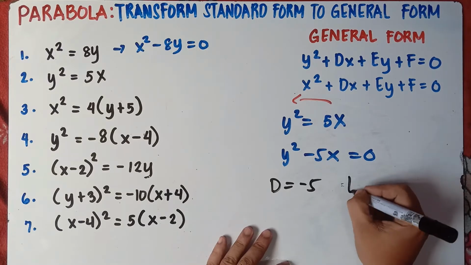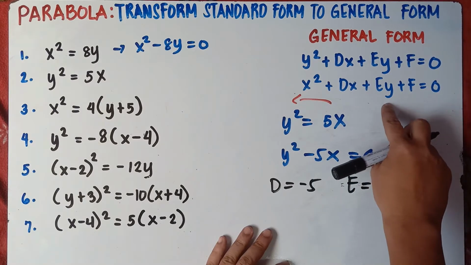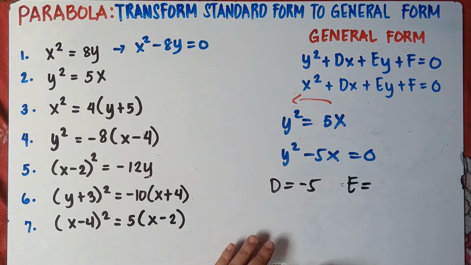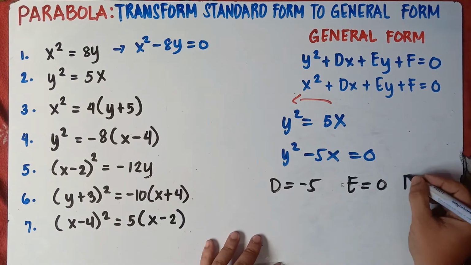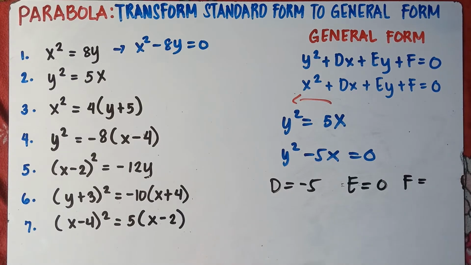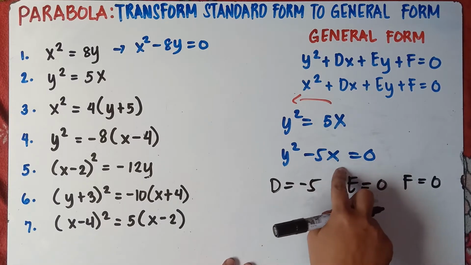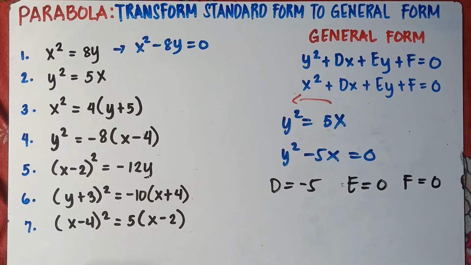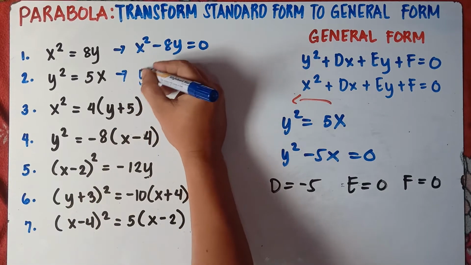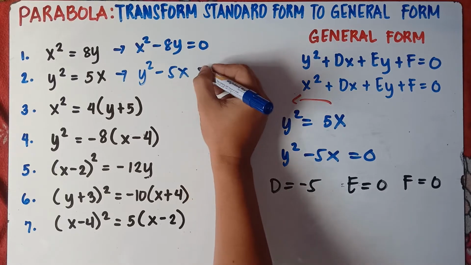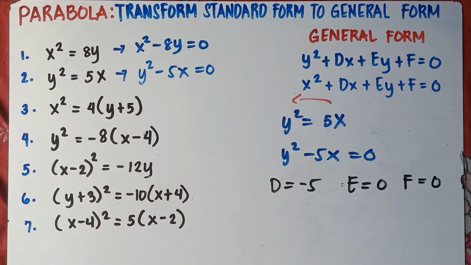And our E, do we have E, a number together with y with the exponent of 1? Do we have that? Nope, we don't have E. So therefore, we will just write 0. Do we have F, a number alone? Nope, we don't have a number alone. So we just write 0 from this equation, class. That's it, class. Easy, right? So that would be y squared minus 5x equals 0, and that's the value of D, E, and F for number 2.